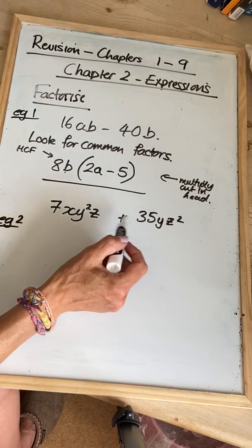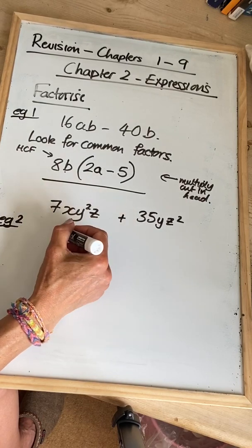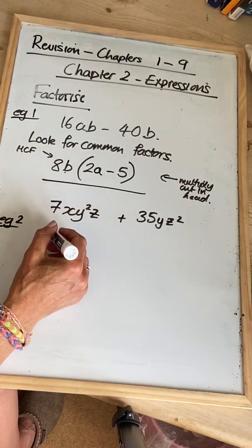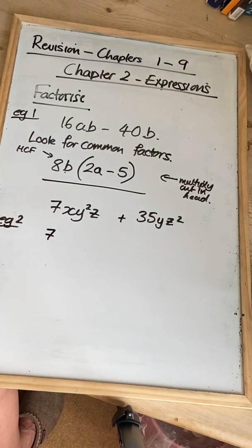Look at the numbers first of all. They are both in the 7 times table. There is no times table higher than that they're both in. So put the 7 outside the bracket.